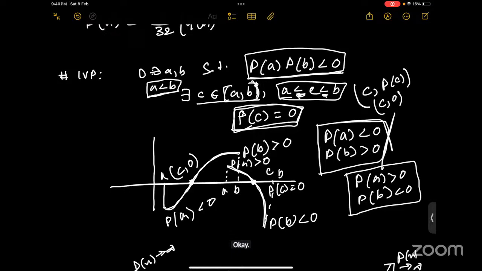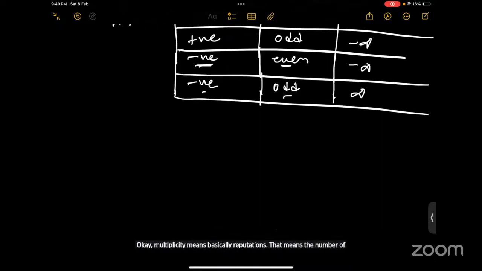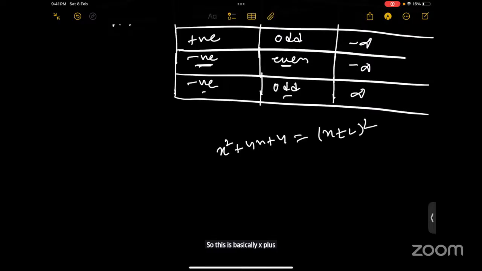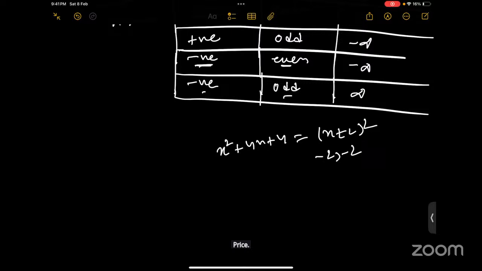Ma'am, can you explain multiplicity? Okay. Multiplicity basically means repetitions, that means the number of repetitions. Suppose I have x squared plus 4x plus 4. This is basically (x plus 2) whole squared, right? So the roots are -2, -2. That means we are getting -2 twice, 2 times. That means the multiplicity of -2 is 2. Multiplicity means the number of times the root is getting repeated.